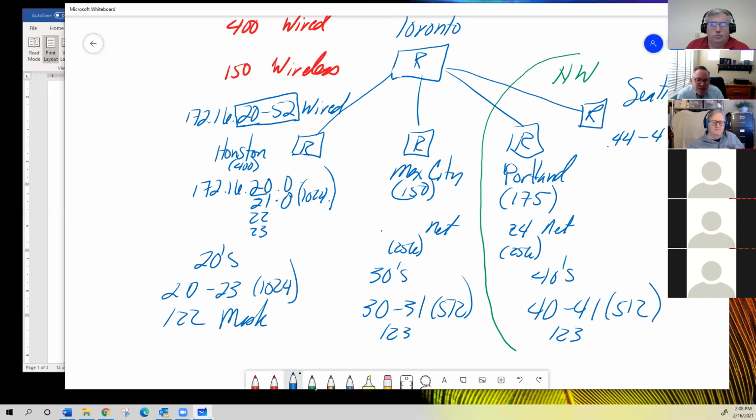I want to explain, don't use 20 and 21 in Houston, and then 22 in Mexico City and 23 in Portland. Because when Houston outgrows 400 IP addresses, you've got to reconfigure every one of these routers. And that's going to be a mess. You're going to have outages. People are not going to be happy, that kind of thing.